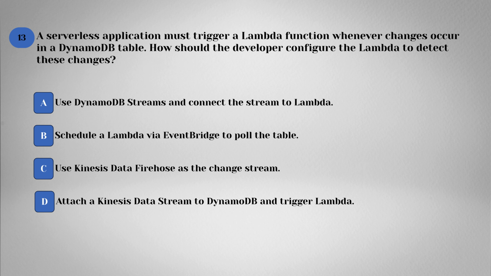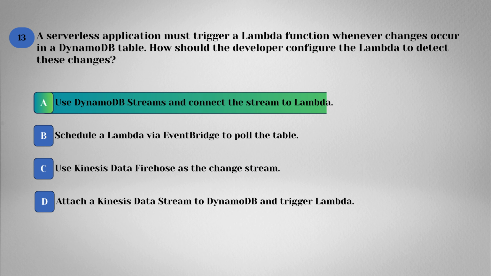A serverless application must trigger a Lambda function whenever changes occur in a DynamoDB table. How should the developer configure the Lambda to detect these changes? Correct answer, use DynamoDB streams and connect the stream to Lambda.